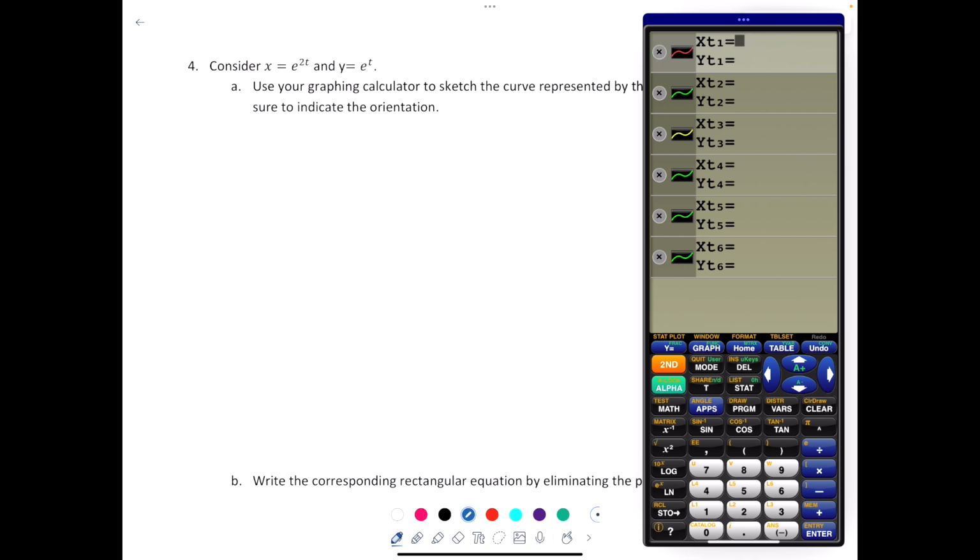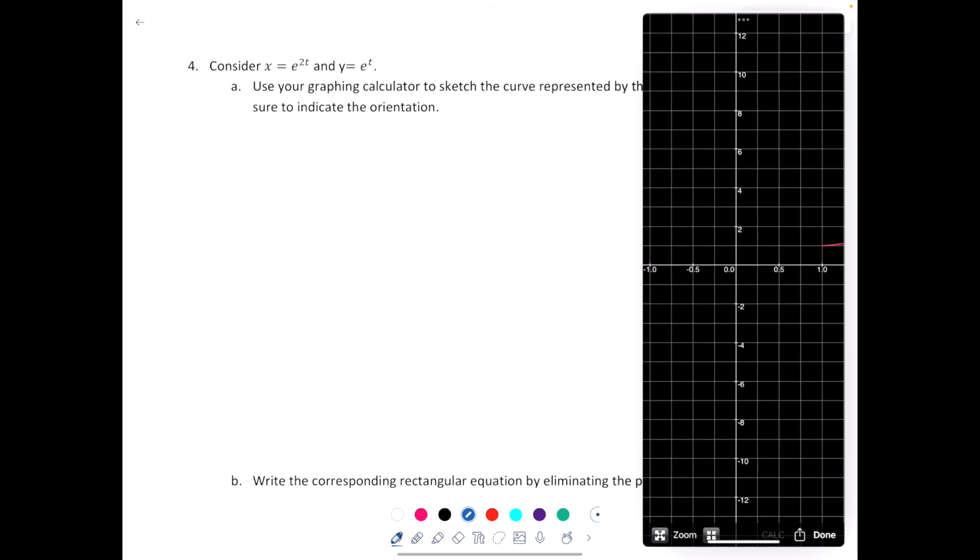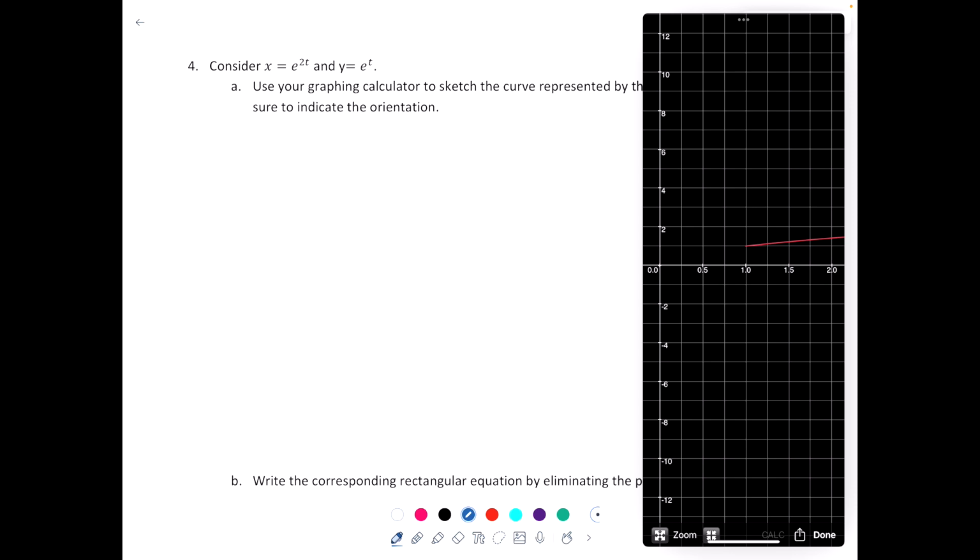And then we'll have e raised to the 2 times t. Oops, I think I have an undo. Yay. And then on the second one, we just have e to the t. And then we'll go ahead and start our graph. And then our graph is starting over here now.